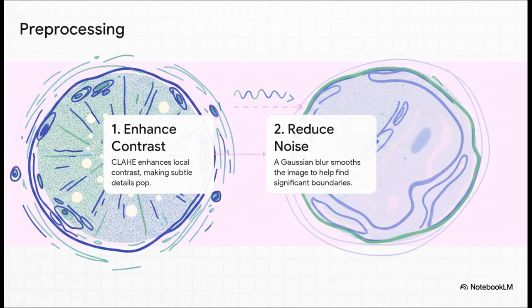We do this with a two-step process. First up is a technique called CLAHE, which enhances the contrast and makes all the details pop. Then, and this is the part that sounds a little weird, we apply something called a Gaussian blur. I know what you're thinking. Why would you blur an image you want to analyze? But stick with me, because this step is absolutely crucial for getting an accurate result.